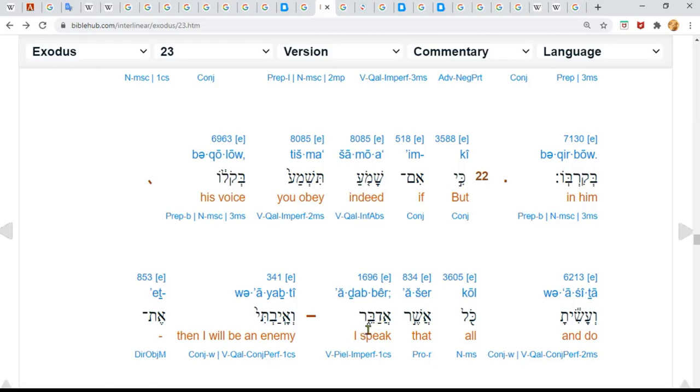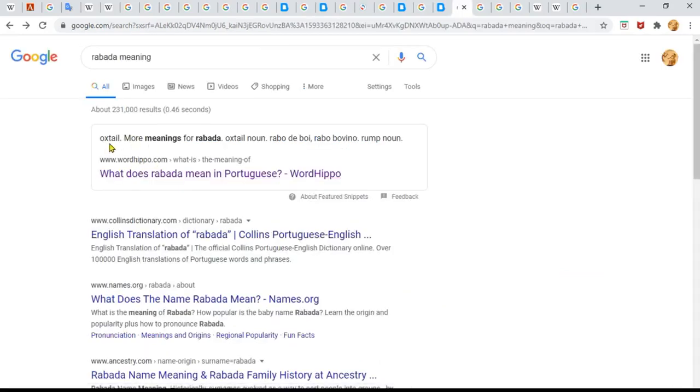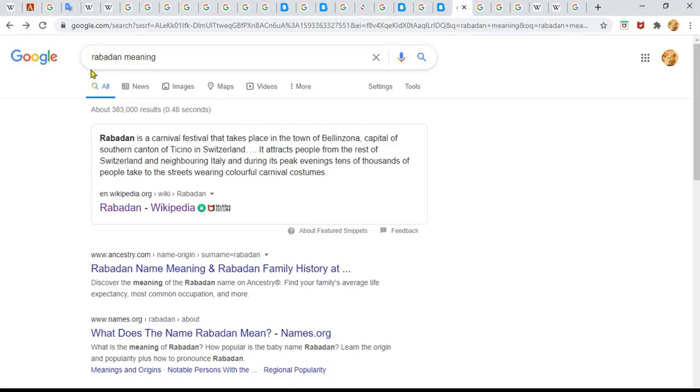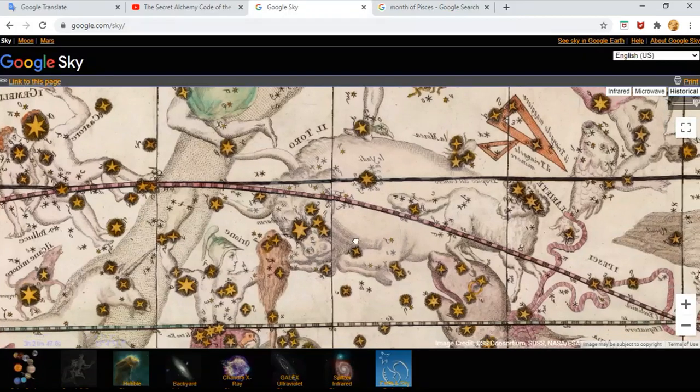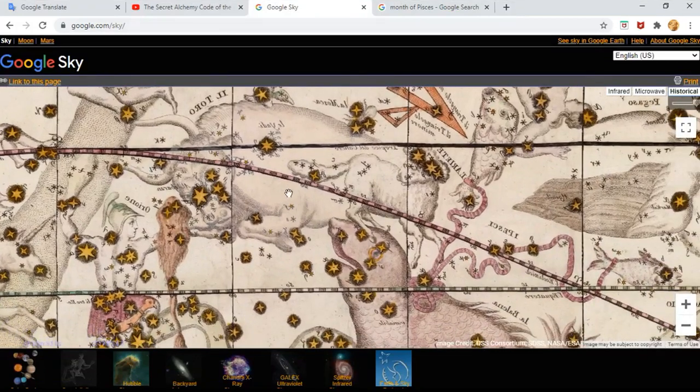Rabbadah. So Rabbadah means oxtail. In the time of Rabbadah would be Rabbadan. Put an end on the end of it means that cycle. The festival of Rabbadan in February 20th, 25th. And so that would be the festival of the oxtail over here in Pisces in February. And so it was actually shifted more at the time of this writing.